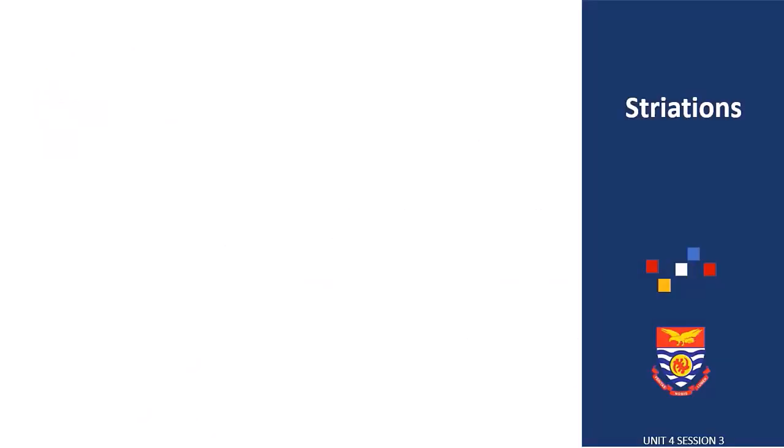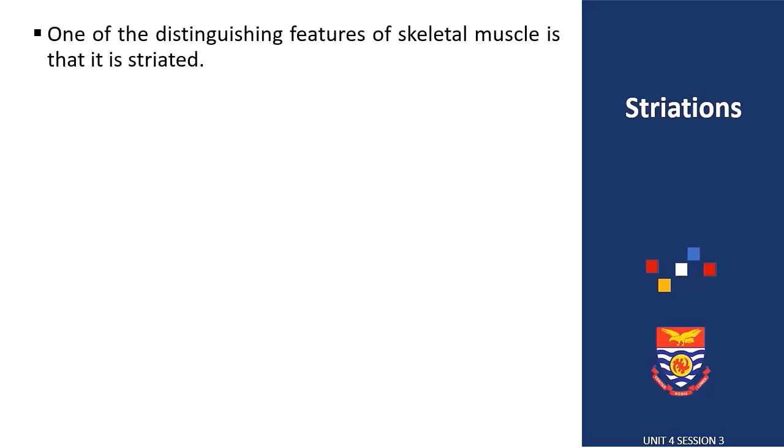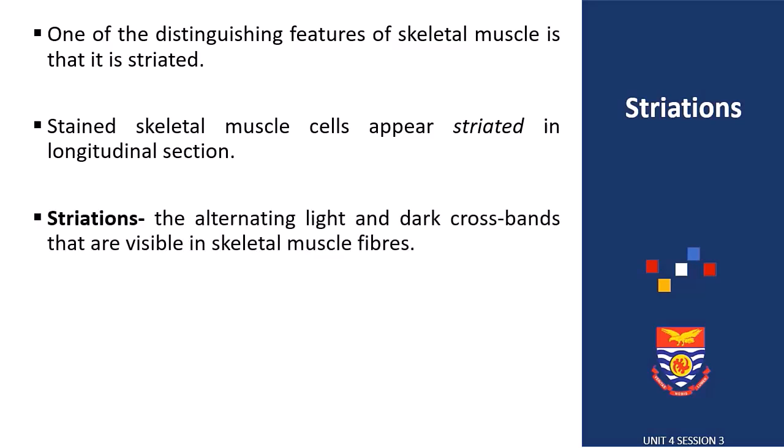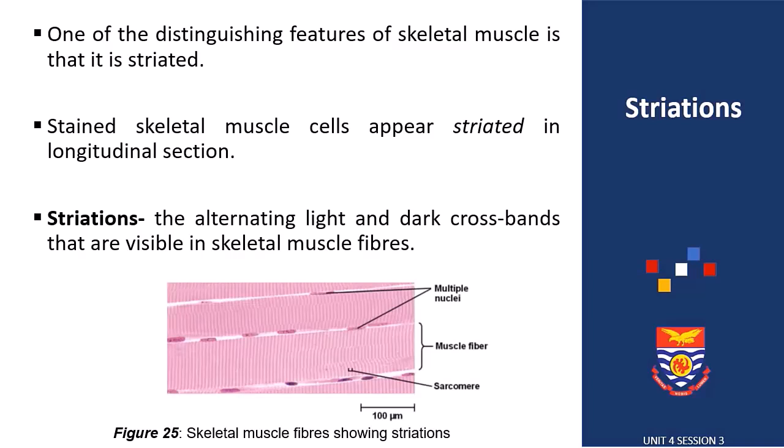One of the distinguishing features of skeletal muscle is that it is striated. This can be seen with the aid of a microscope. So under the light microscope, a thin skeletal muscle appears to be striated in longitudinal section. The striation is the alternating light and dark cross bands that is visible in skeletal muscle fibers. Each fiber is striated or striped because it appears to have light and dark bands when seen through a microscope, as shown in the figure.